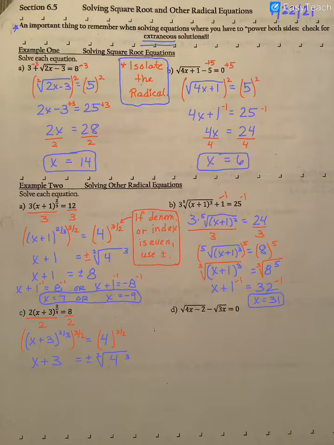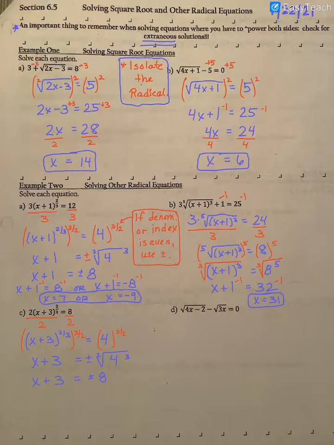Okay. On the left, it's still x plus 3 for right now. On the right, clean it up. It's the square root of 4 raised to the 3rd, or you can do that the other way. The square root of 4 is 2, and 2 to the 3rd is 8. So this is going to be plus or minus 8. And you'll notice it is working similar to example A.